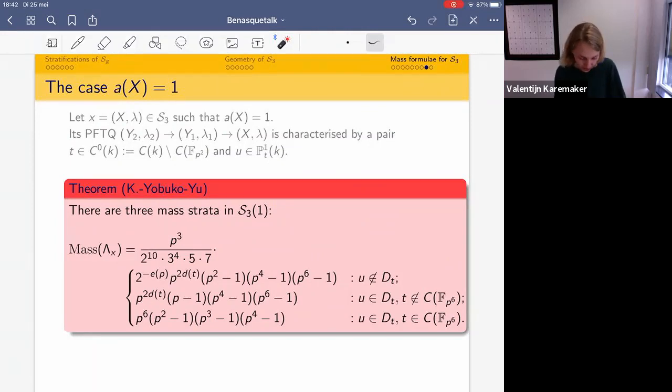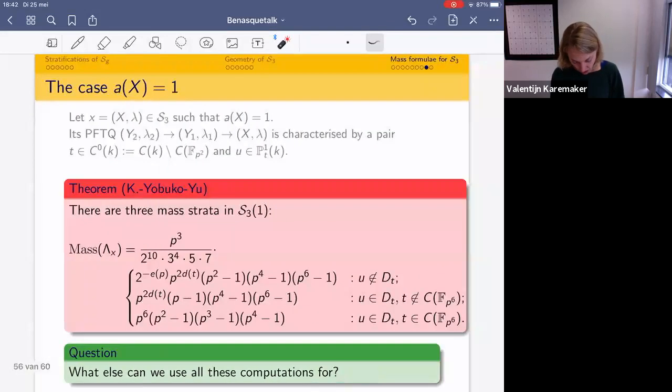And the main thing to note is that there are 3 mass strata in the a-number 1 stratum of S3. And we really have a very concrete description of the mass. So now we're very happy. We've done what we wanted to do, find a mass stratification of S3. But maybe you wonder, now we've done all these computations, can we also use them for something else? And that is the last thing that I wanted to tell you today.